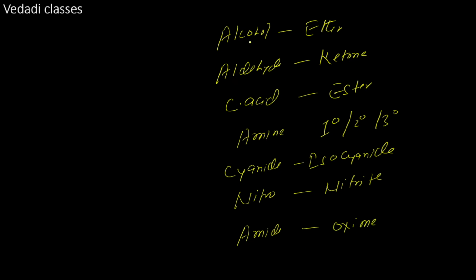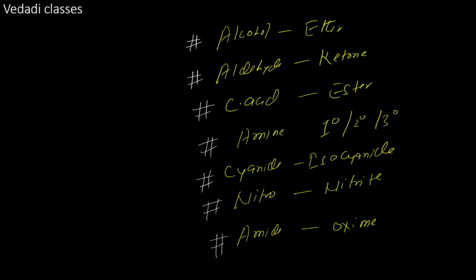So have a look here. Functional isomerism is possible between alcohol and ether. It is not possible between alcohol and ketone, carboxylic acid, or between ketone and ether. It is not possible between carboxylic acid and amines, or carboxylic acid and aldehyde. So it is only possible between these pairs: alcohol and ether, carboxylic acid and ester, aldehyde and ketone, amines, cyanide and isocyanide, nitrite, amide, and oxime. I would like to give you some examples.